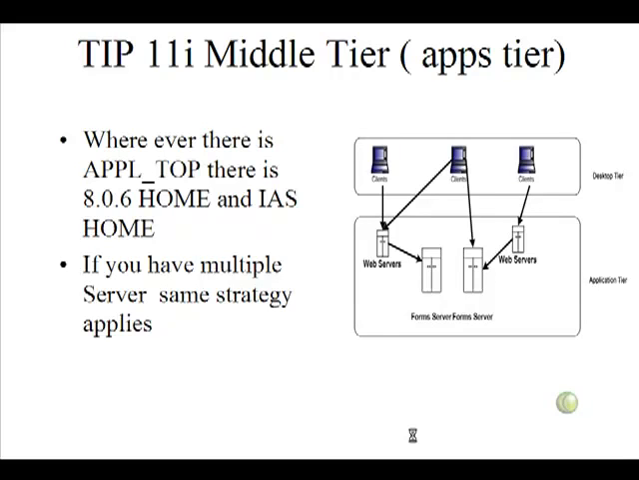If you have multiple apps tier nodes in a 2-node install, the middle tier will have 806 and IAS on each and every server, which is your application server, middle tier. And typically, to get to those servers, you will go through a BIG-IP kind of machine, which is going to load balance your incoming connections.